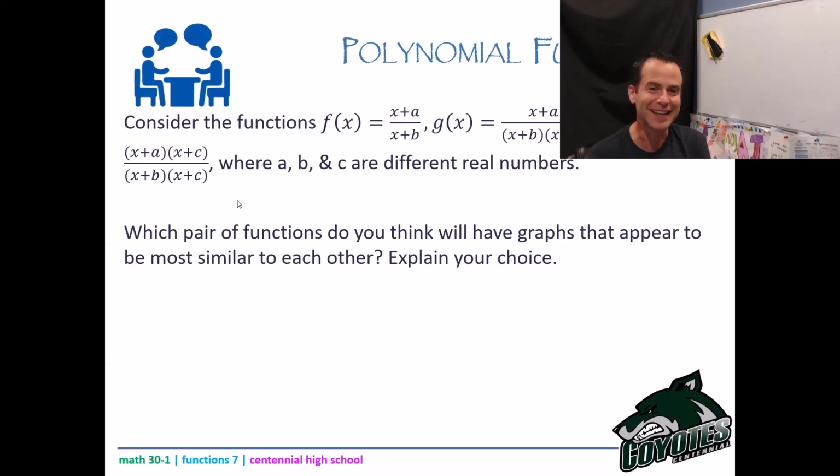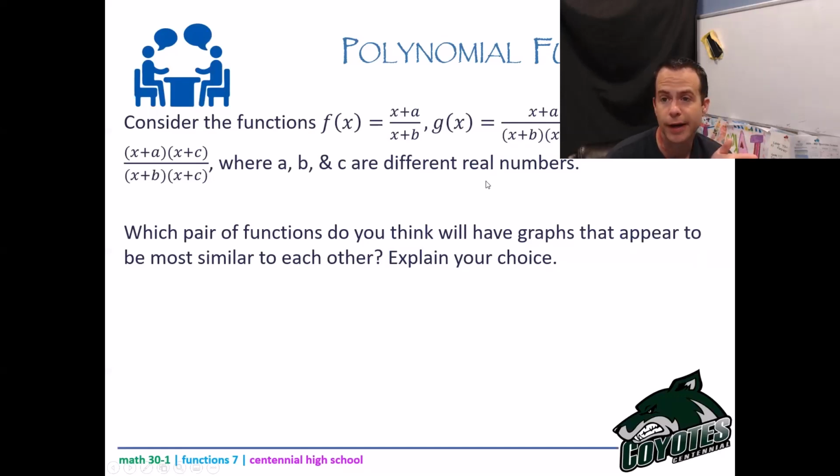So let's try this again. Consider the functions f of x equals x plus a over x plus b. g of x is x plus a over x plus b, x plus c. And h of x is x plus a, x plus c over x plus b, x plus c. a, b, and c are all different real numbers. Now, this is a great little test question: which pair of functions do you think will have graphs that appear to be most similar to each other? You can pause me for a sec if you want and talk about it with each other.